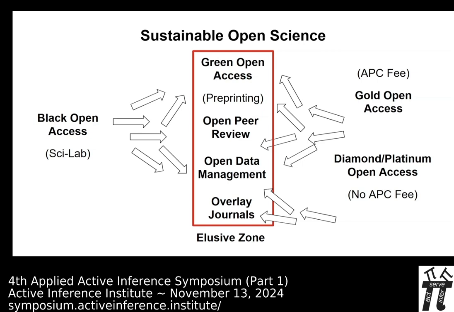Then you go over to the other side and you have two other areas of open access: gold open access and diamond platinum open access. Gold open access is where typically an author will pay an APC fee, which is a publication fee. It's usually a fairly decent sum of money to a publisher to make a paper open access to all.